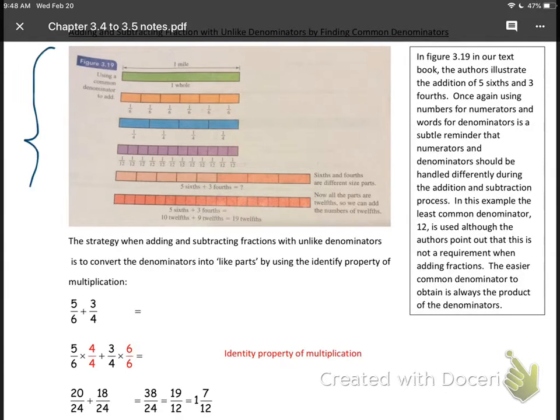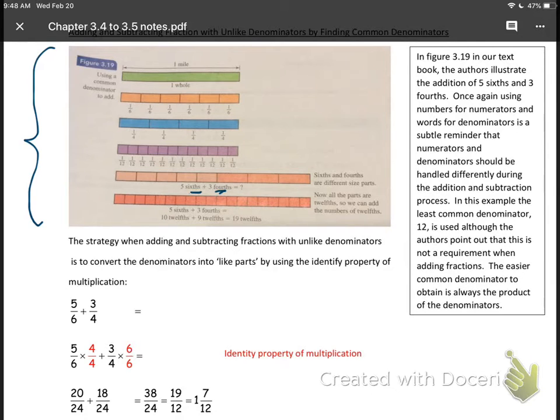I thought this slide was a nice way to bridge between adding same denominators and the logic behind what you have to do to add when you have different denominators. Once again, the authors are using words for your denominators here and here, and numbers for your numerators. Visually you can see that you couldn't really add, for example, 1/12 to 1/4.